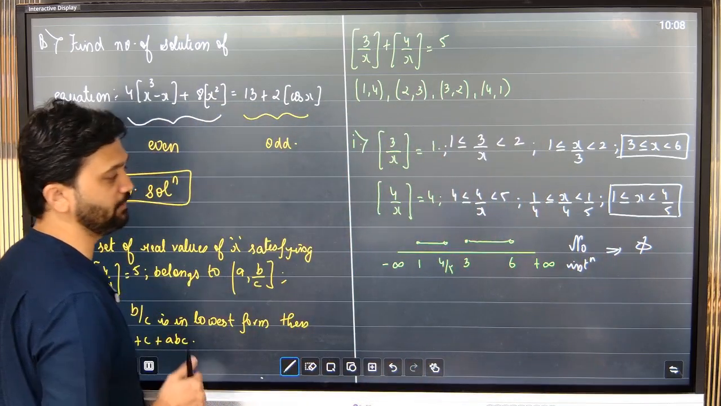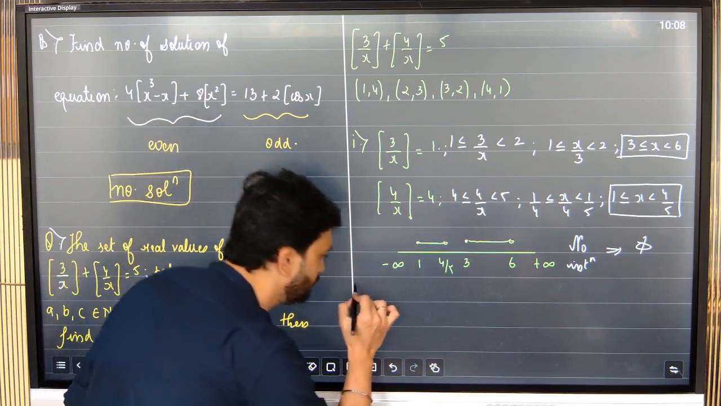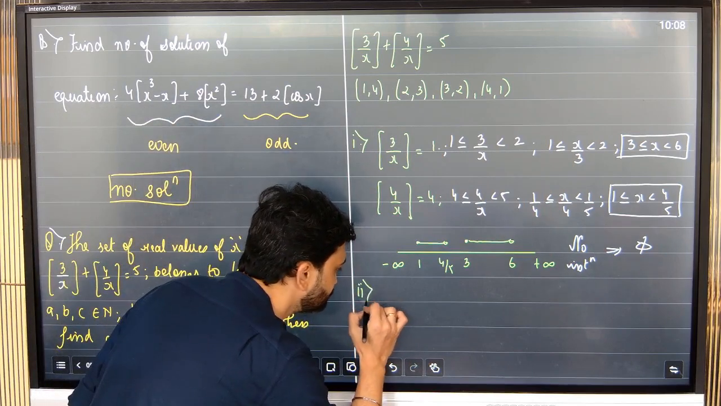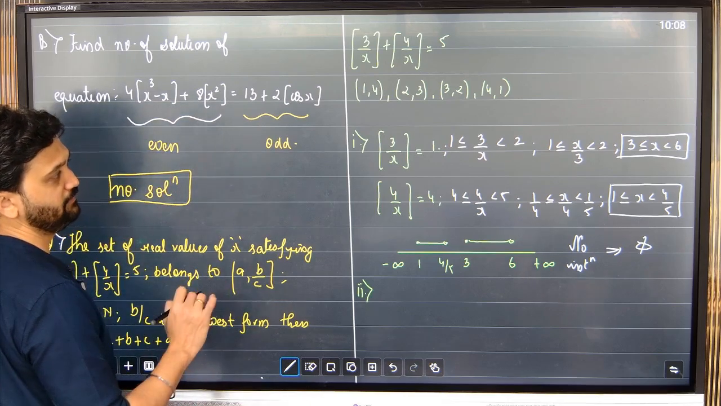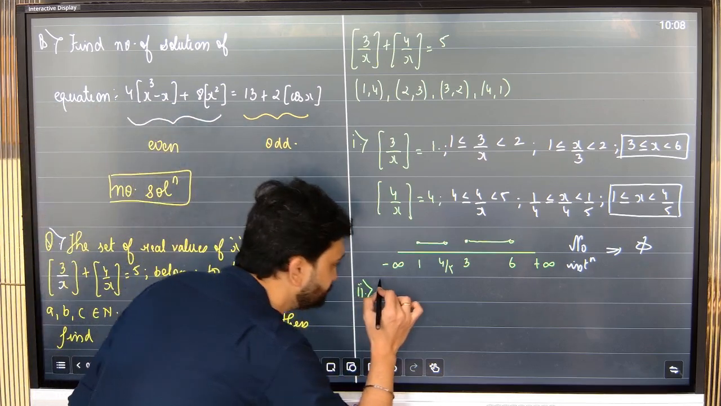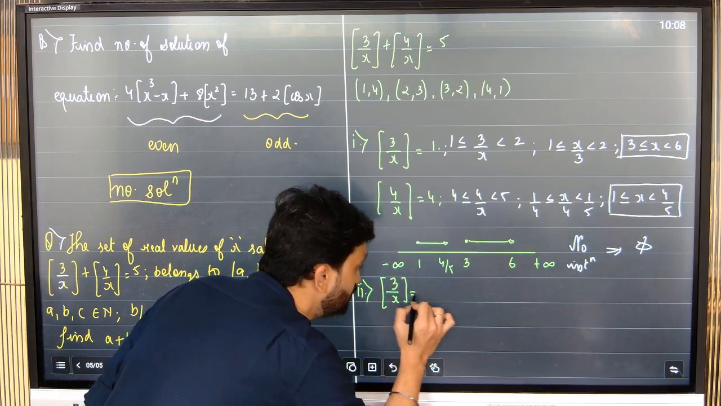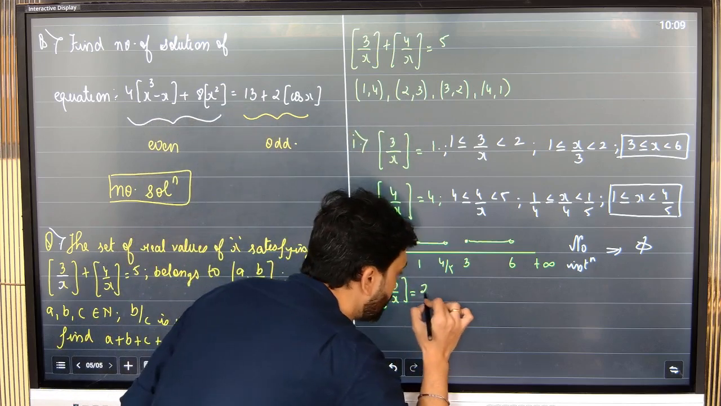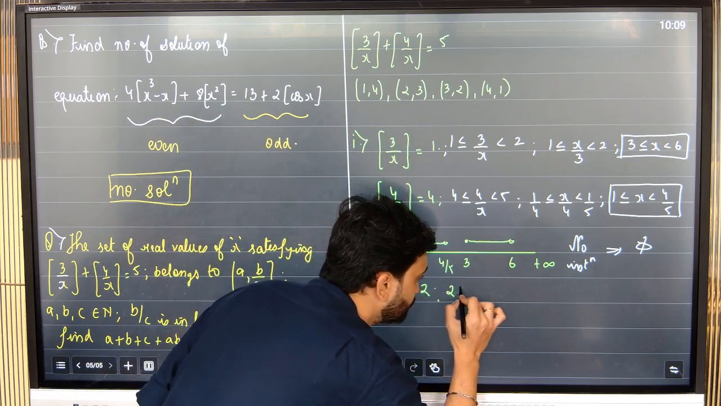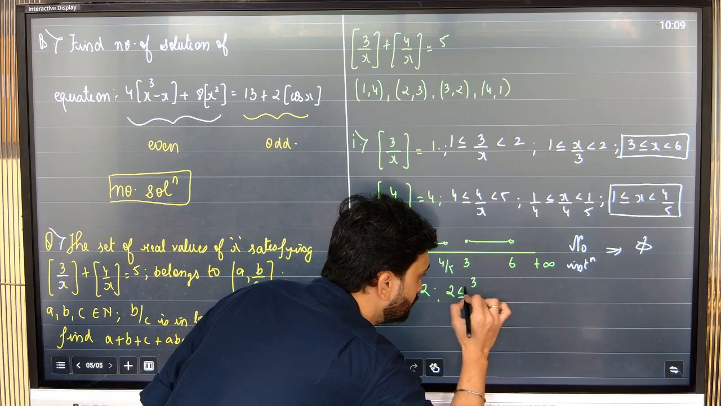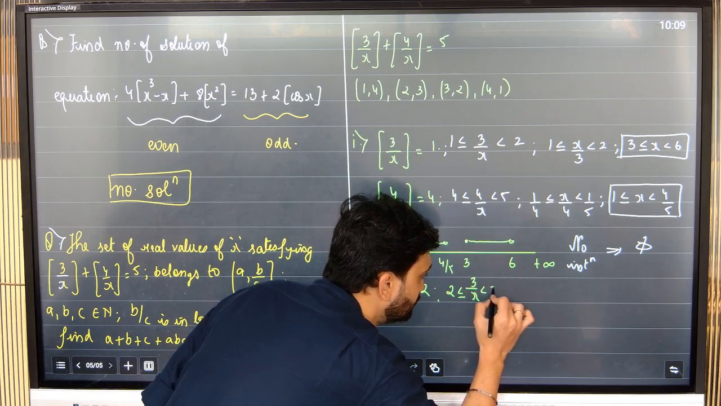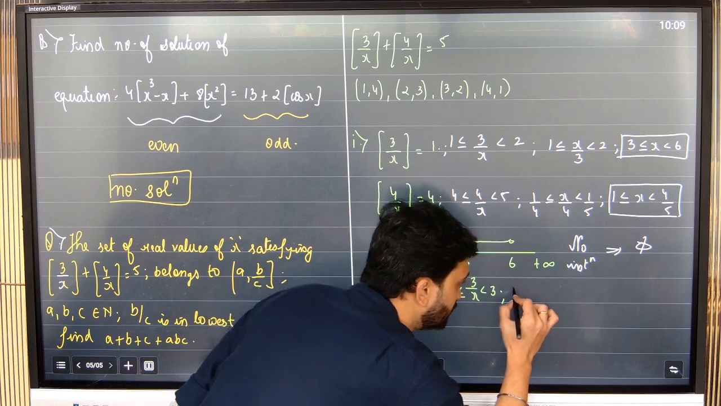Let's take the second part, guys. Okay. Again we'll solve for the same method. If I take the second part, can you tell me how will I start? Tell me. Greatest integer of 3/x should be equal to 2. कहाँ से कहाँ तक रहेगा फिर? 2 ≤ 3/x < 3. रेसिप्रोकल लेंगे तो क्या हो जाएगा?